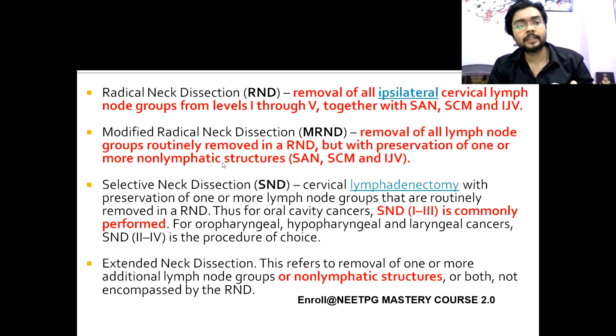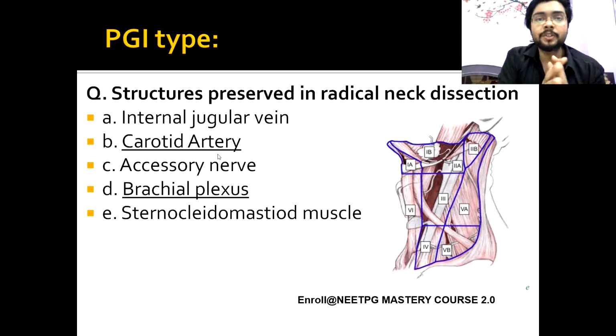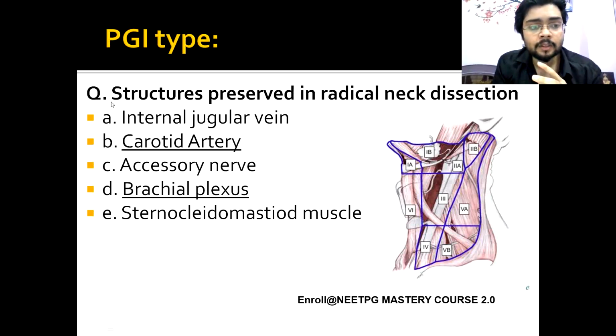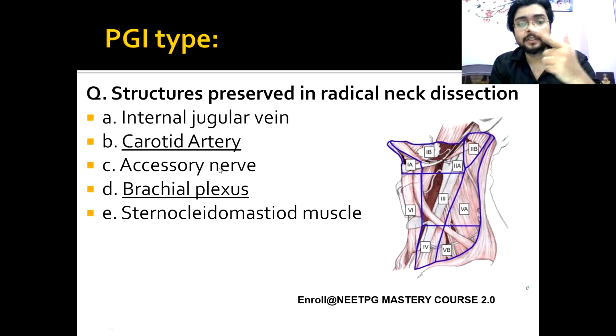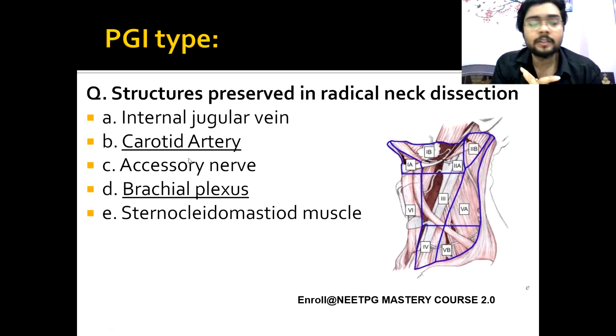Okay, so if we see this PGI type question, which was asking what all structures are preserved in radical neck dissection, as we remove most of the structures. But if you see here, carotid artery is preserved, brachial plexus is preserved, while we remove the internal jugular vein, we remove the spinal accessory nerve, and we remove the sternocleidomastoid. So the answer here becomes carotid artery and brachial plexus. So this was a PGI type question, mainly given here to discuss all around this neck dissection.